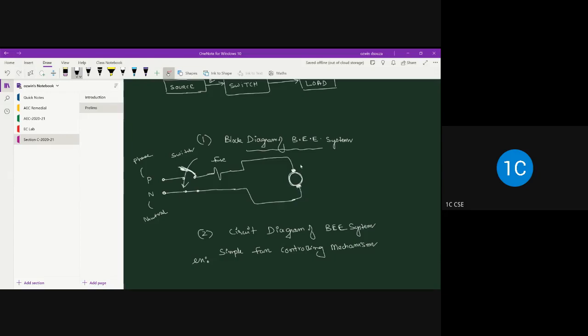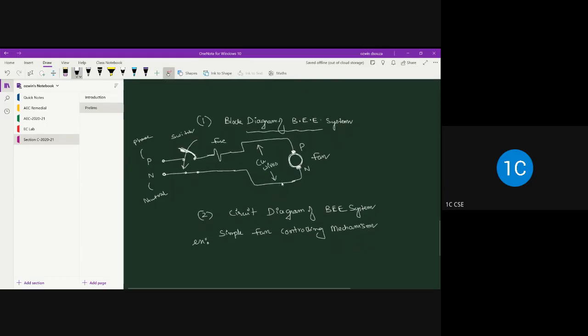The two terminals I have drawn: phase terminal of the fan and neutral terminal of the fan. This is your fan, and these are your copper wires. So this is the simple circuit diagram of a fan, right? So fan is considered as the load.